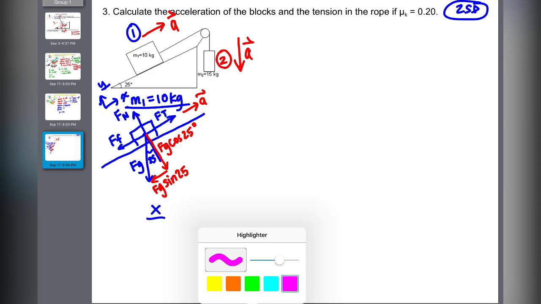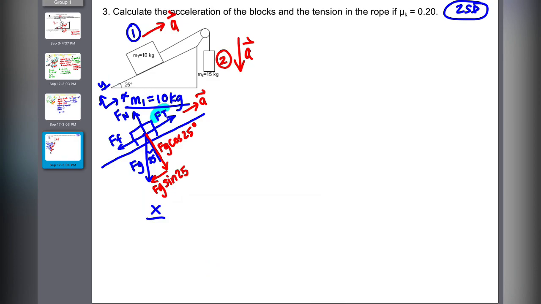Ooh, this is horrible. Okay, so I have 3 forces that are going backwards. Let's change the color. You can't see anything. Okay, so 1, 2, and 3. These are my X. Okay, forward minus backwards equals MA.